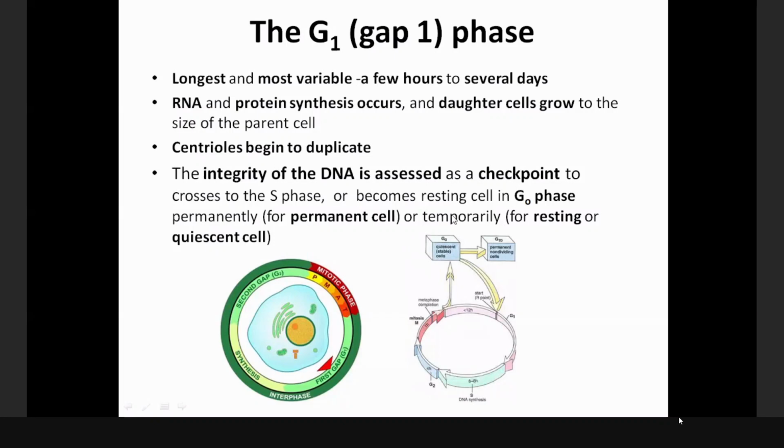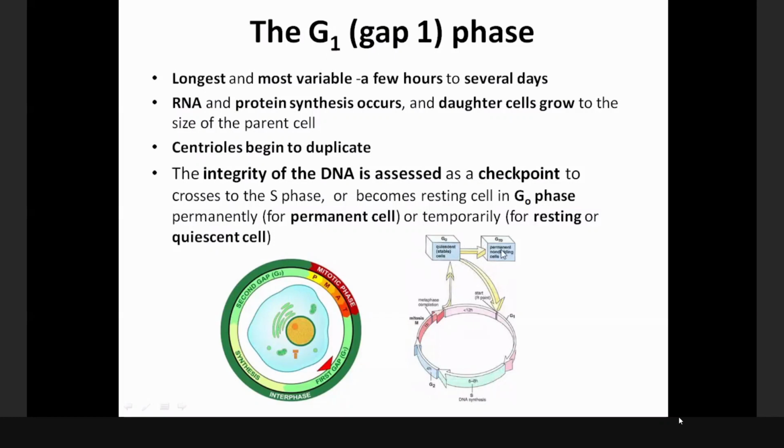If the cell is not required for any reason, maybe because the cell does not need to replace itself since the number of cells may be adequate, like in permanent or stable cells, the checkpoint will not allow it to cross into the next phase. So it remains in a condition of non-dividing cells. In this case, this elongated G1 phase would be no more G1. Instead, we call it G0 phase.